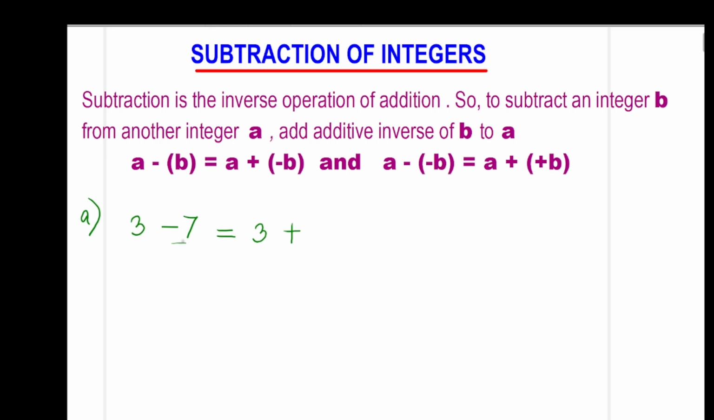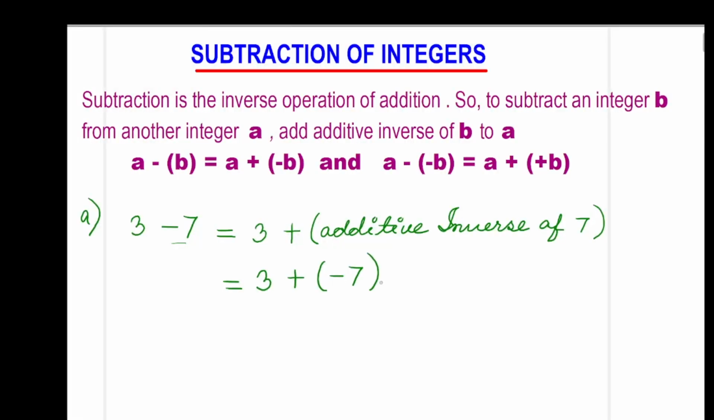Additive inverse of 7? Minus 7. So additive inverse of 7, that means 3 plus minus 7. So what will be the answer? Minus 4, because 7 minus 3 is 4. Before 7 there is a minus symbol, that is why here also minus.